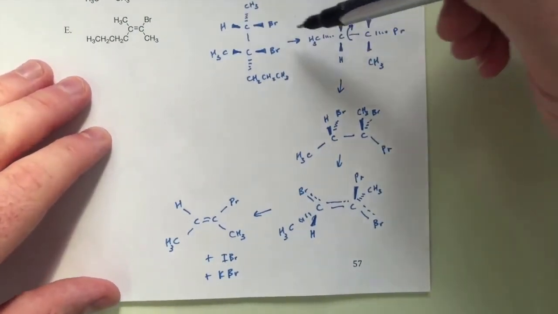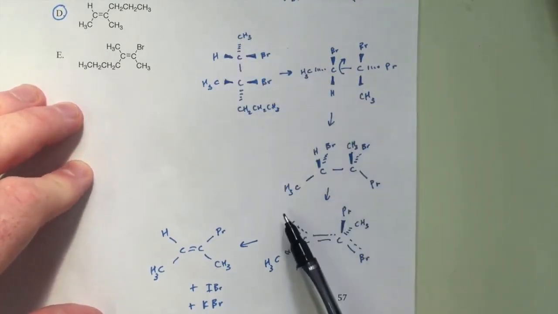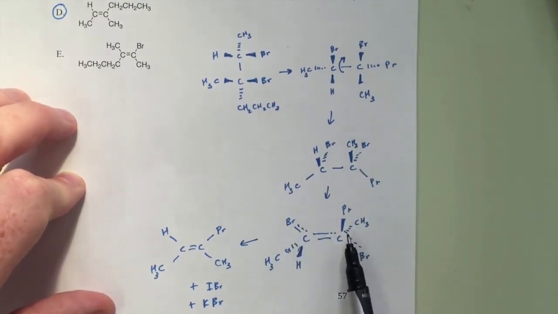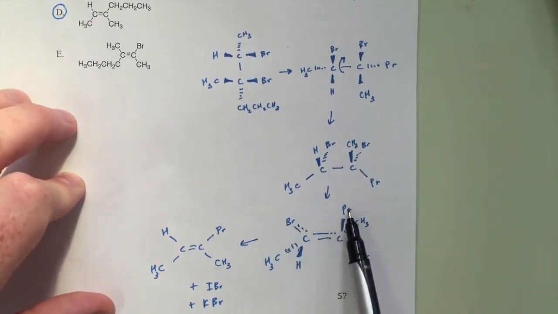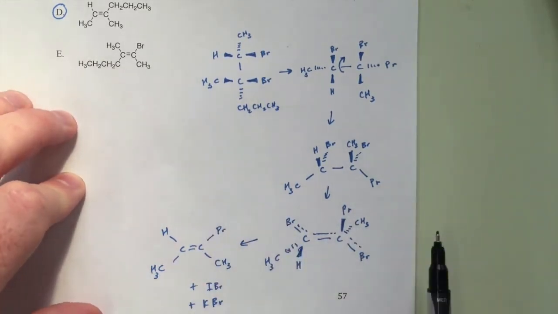Make sure you are able to understand how exactly we turn the compound from the Fischer projection all the way to the line angle structure, and then make sure that the bromines are anti-periplanar, and thus we looked at the substituents and how they lined up, and that's how we obtained our answer.